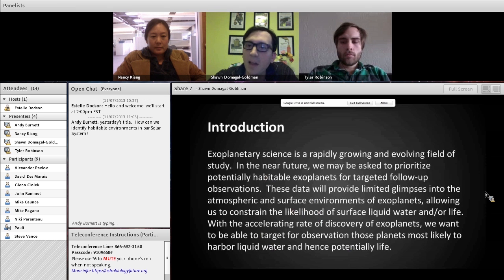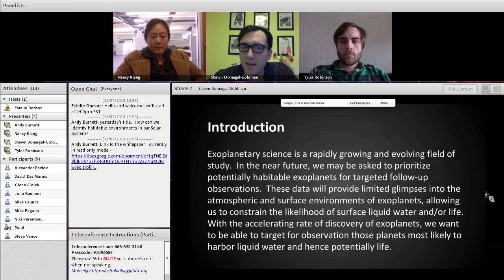Those data will provide limited glimpses into the atmospheric and surface environments of those exoplanets and allow us to constrain the likelihood of surface liquid water and/or life. Liquid water being the main thing that we use to discriminate potentially habitable versus not potentially habitable worlds, and life being the thing that astrobiology is ultimately after in the long run. With the accelerating rate of discovery of exoplanets, we want to be able to target for observations those planets most likely to harbor liquid water and hence potentially life.